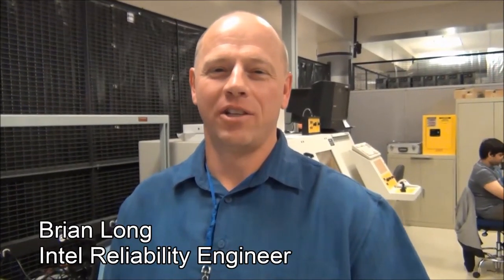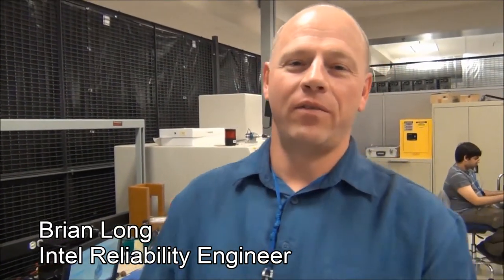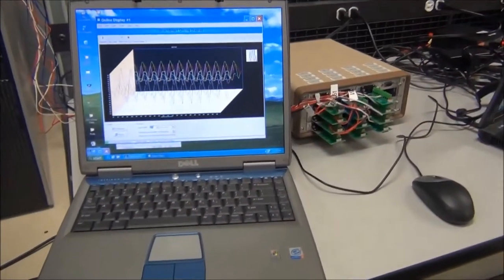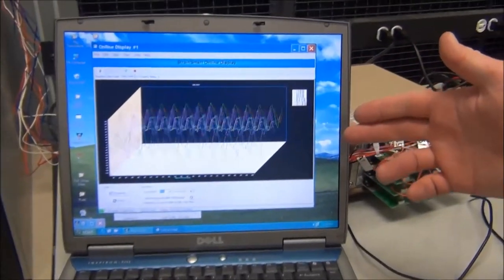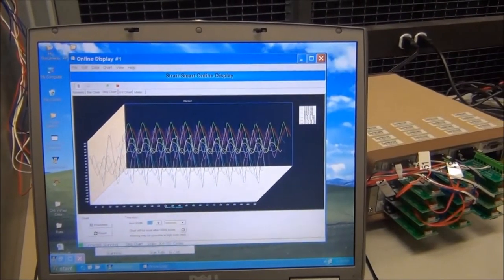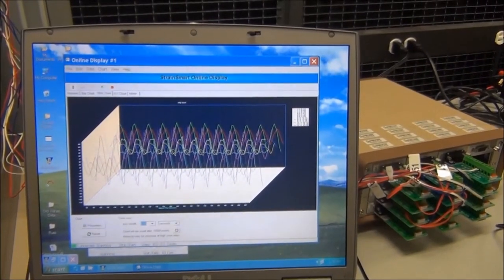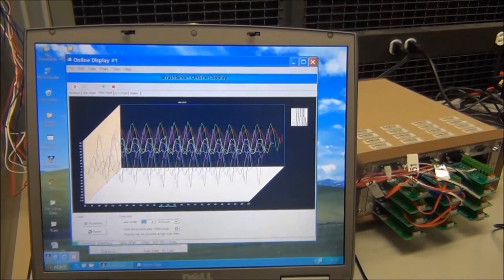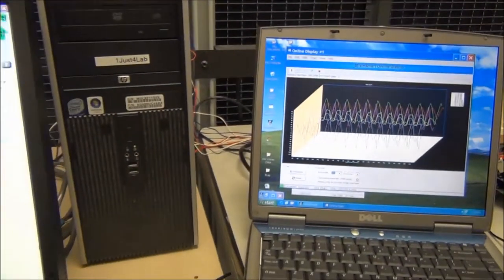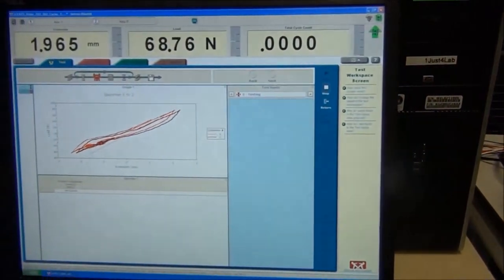I'm a reliability engineer, and what we're doing today is looking at the physical stressing of an Ultrabook. And what we're looking at here is some strain output data from the Ultrabook test. Particularly for this Ultrabook, we're applying what's called a twisting stress. That is a stress that you might expect to see with a portable device like an Ultrabook, where you're handling it and carrying it and it experiences twisting stress.